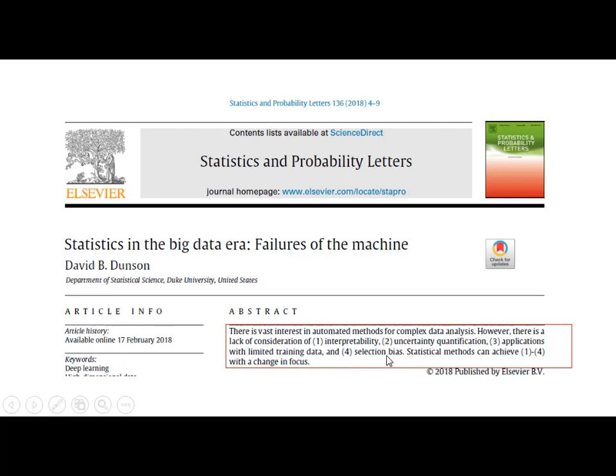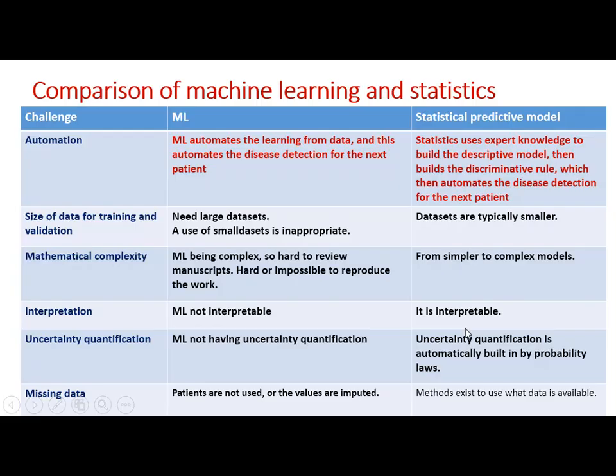Then another problem is selection bias, okay? If my data set is already biased in terms of over-representing or under-representing certain populations or certain types of patients, then my data are biased and my results can be biased too. Then I tried to create a comparison table between these two approaches. The main thing is that machine learning fully automates, because we don't provide any knowledge to this algorithm. The algorithm just fully automates the decision process. In statistics, we need to provide some expert knowledge in order to create these decision rules.